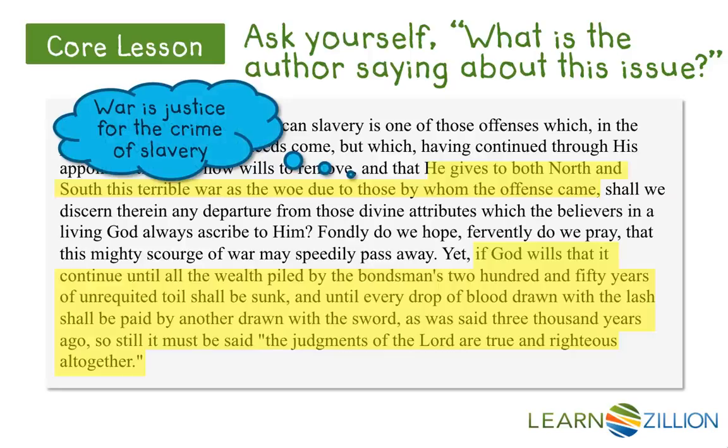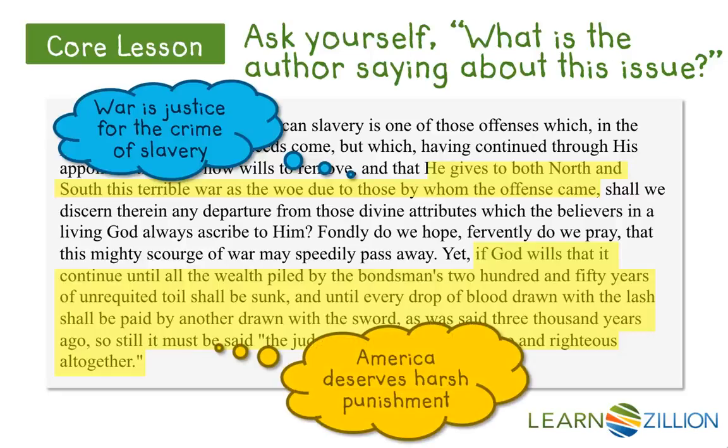The second part we highlighted seems to further illustrate this point by saying, we deserve this mighty scourge of war to continue until the bondsman's wealth piled up over the last 250 years is sunk, and every drop of blood shed by lashes is atoned for by the bloodshed of the sword during the war. This powerful illustration shows how Lincoln believes that America deserves harsh punishment for its 250-year history of slave brutality.